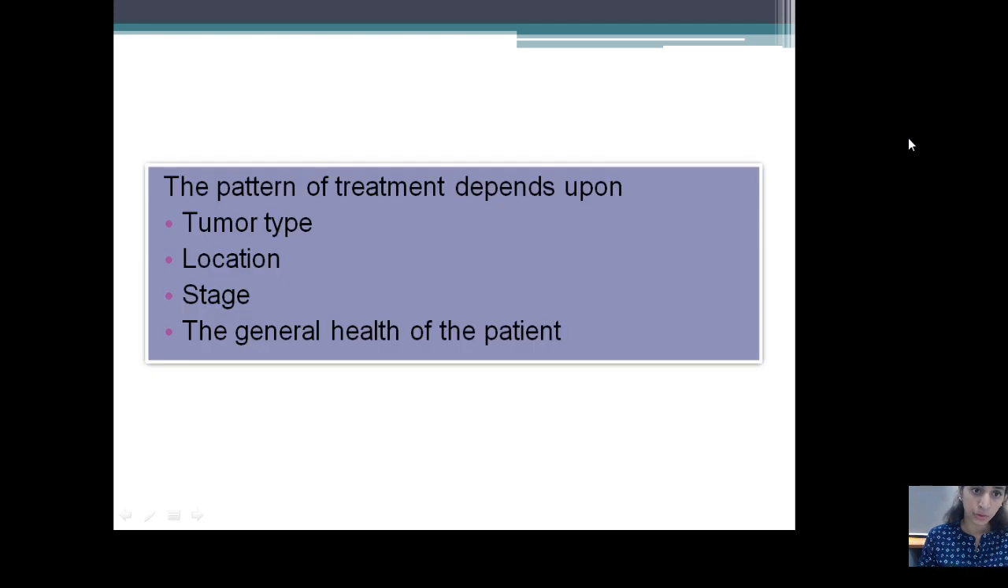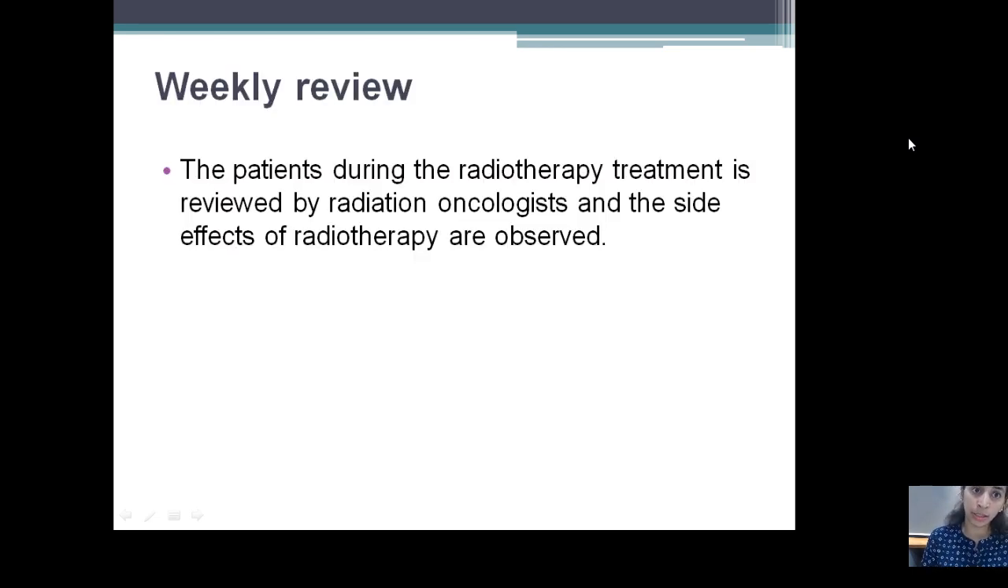Okay. So the pattern of the treatment will depend on the tumor type, the location, the stage, and the general health of the patient. And then we are doing the weekly review of the patient. The patients during the radiotherapy treatment are reviewed by the radiation oncologist, and the side effects of the radiotherapy are observed. We have a file which is made here in AIIMS for the patients who are undergoing radiation therapy. The records will be made in that, and the patients will be reviewed every week.